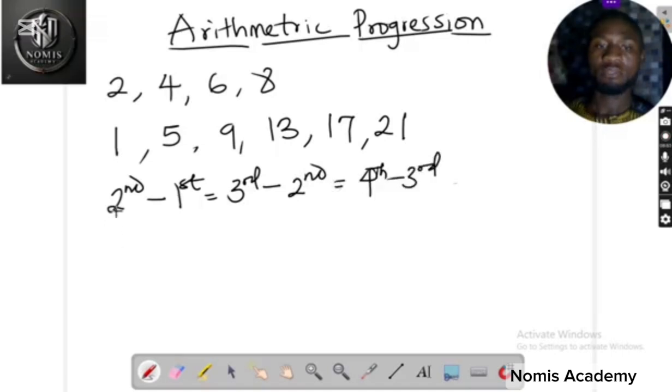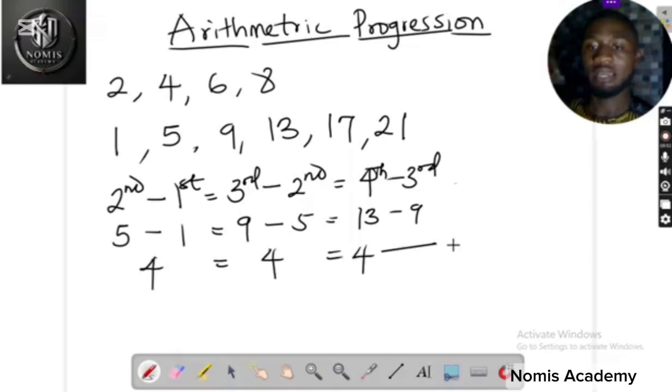What is it here? 5 minus 1 must be equal to 9 minus 5, and must be equal to 13 minus 9. And I will check it. This is 4 equal to 4 equal to 4. This we regard as the common difference.